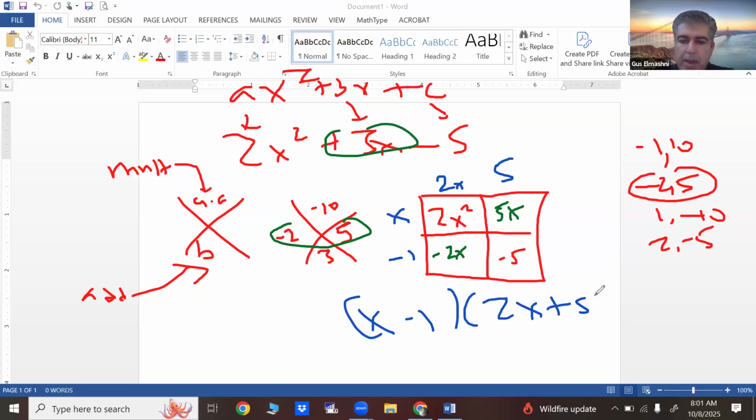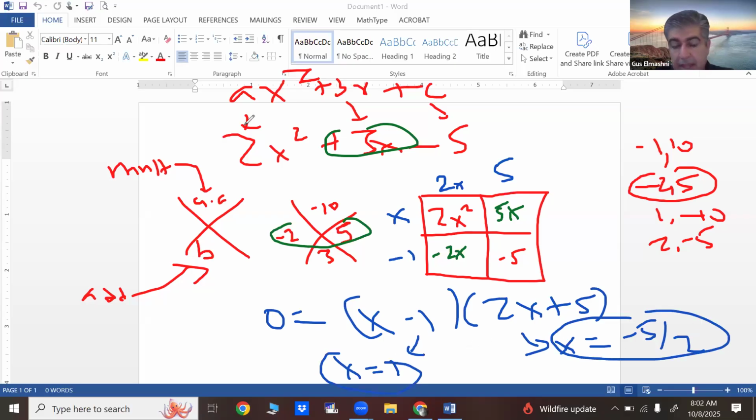If you were to FOIL it, you get back to the original expression. Then when you solve it, set equal to 0, either x minus 1 equals 0, so x is 1, or 2x plus 5 equals 0, x is -5/2. So that's how you could factor, then solve it for something where the leading term has a coefficient that's not 1. So a is not 1. Like in this case, a is 2. So we got 1 and -5/2.